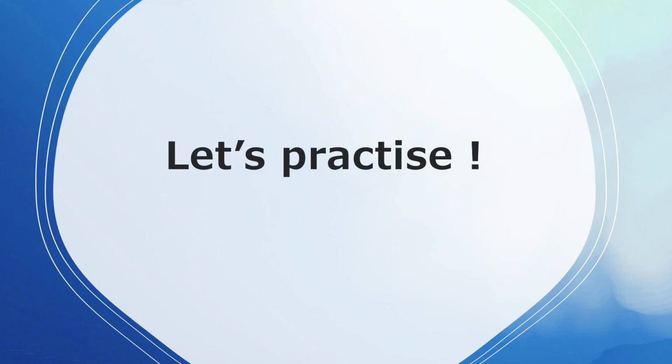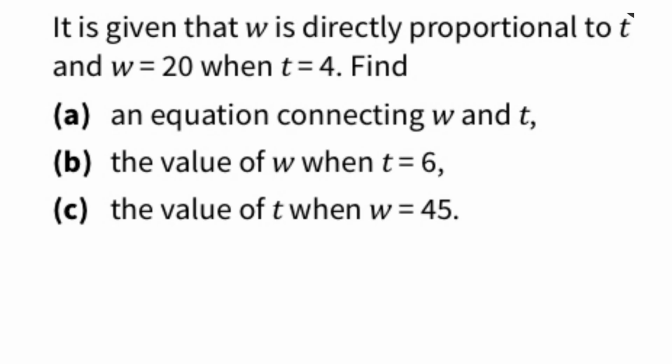So we have done a few examples. So it's now time for you to do some practice. Right, so we're given that w is directly proportional to t, and w is equal to 20 when t equals 4. So find first of all an equation connecting w and t. Find the value of w when t is 6, and find the value of t when w equals 5.